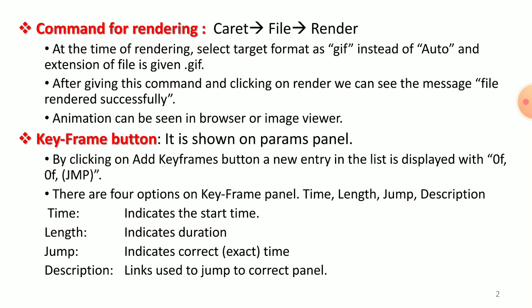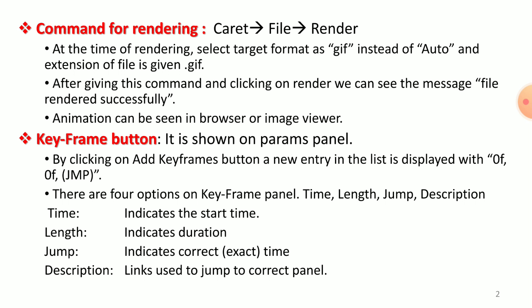At the time of rendering, select target format as GIF instead of auto, and extension of file is giving .gif. After giving this command and click on render, we can see the message file rendered successfully and animation can be seen in browser or image viewer. That is a rendering.